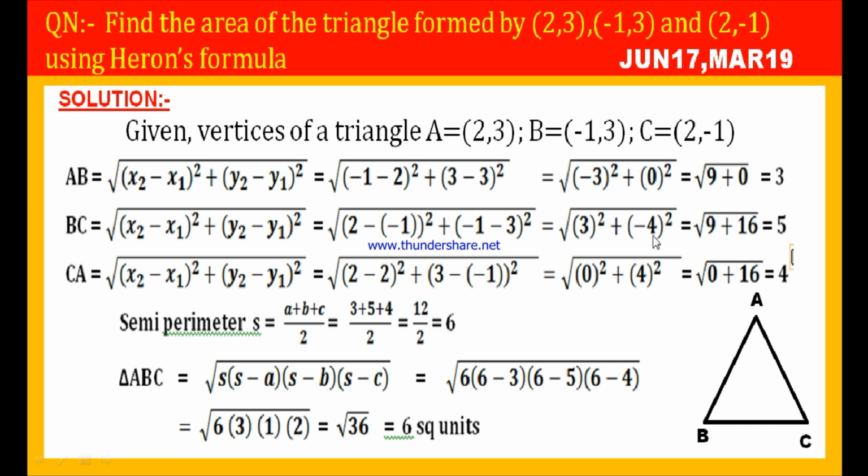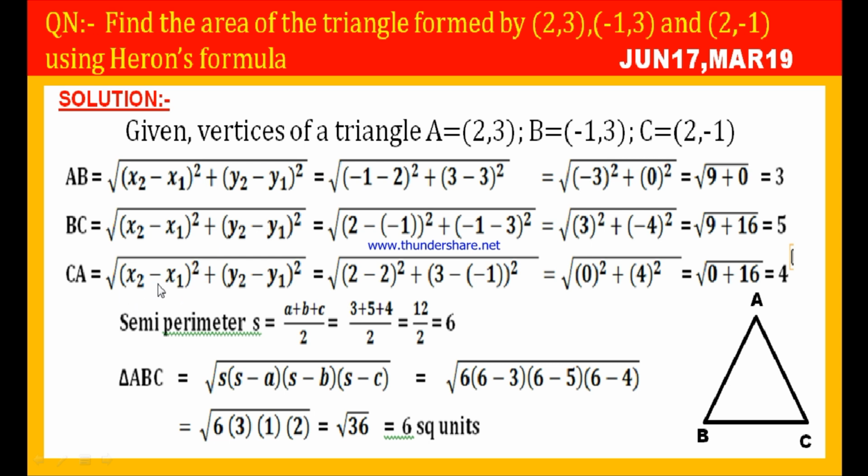3 square is 9. Minus 4 whole square means minus 4 into minus 4 is plus 16. 9 plus 16 is root 25. Root over 25 is 5 units. Now CA. CA means the distance between C and A.